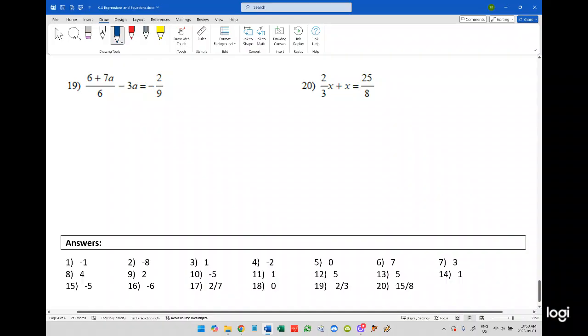If you're getting the right answers, fantastic. If you're not getting the right answers, just look over them again, see if you can figure out where your mistake is. If you can't figure out where your mistake is, contact me and let me know, and I will help you get that straightened out.